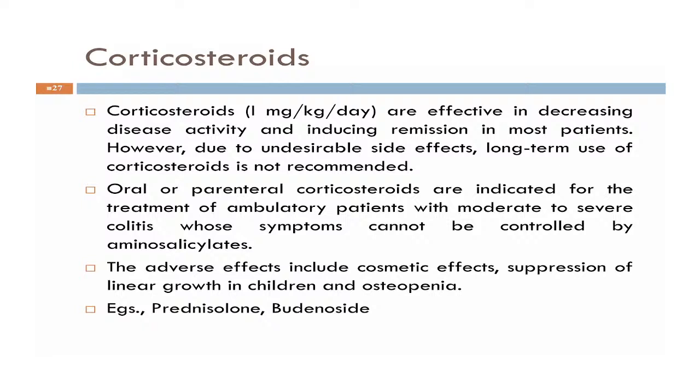Then we have corticosteroids. What is the dose? The dose is 1 milligram per kg per day, which is effective in decreasing the disease activity and inducing remission in most of the patients. However, due to undesirable side effects, long-term use of corticosteroids is not recommended. So they should be used only in the active phase of the disease. Once the patient is in remission, you need to shift to aminosalicylates. Oral or parenteral corticosteroids are indicated for the treatment of ambulatory patients with moderate to severe colitis whose symptoms cannot be controlled by aminosalicylates. So if the patient's symptoms are not controlled by aminosalicylates or ASAs, then you can use steroids. We all know the adverse effects of steroids.